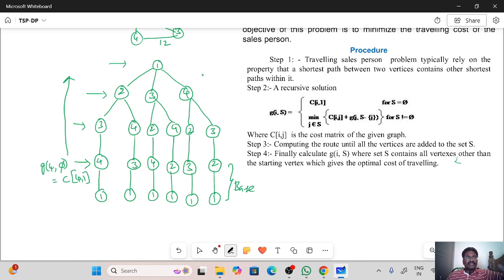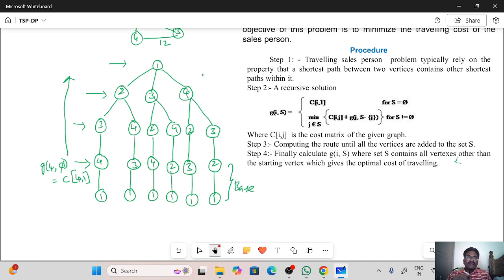Pi is nothing but the empty set, nothing but all the vertices visited. So what is the g of 4 pi? C41. What is the g of 3 pi? G of 2 pi. So what is the base case? From all other vertices except the source to the source vertex, what is the cost we need? That is nothing but the edge cost, which will be given by our cost matrix, or adjacent cost matrix.